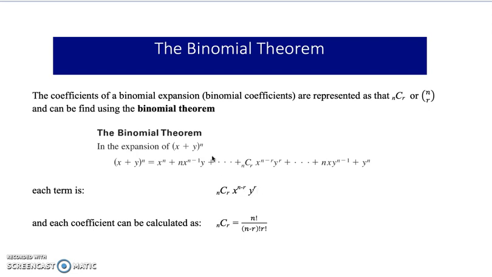Now, n is the power of the binomial expansion, and r is the position of each term. So it will be position 0, 1, 2, 3, 4. Each coefficient can be calculated using this formula. n choose r equals n factorial over n minus r factorial multiplied by r factorial.